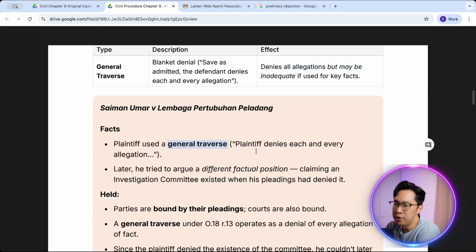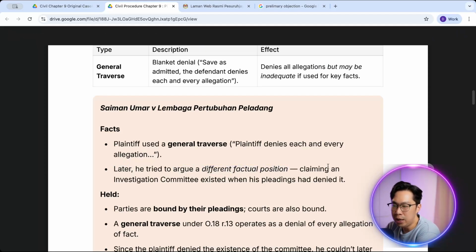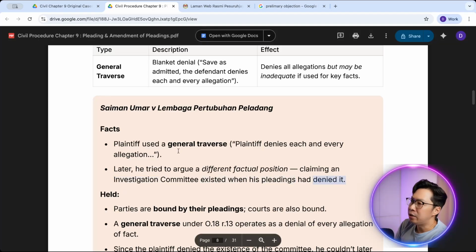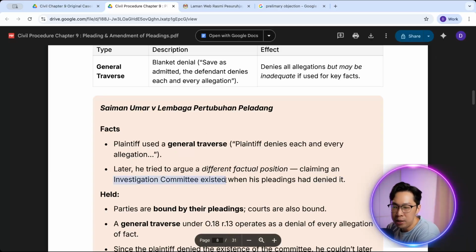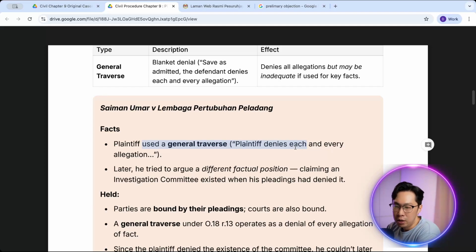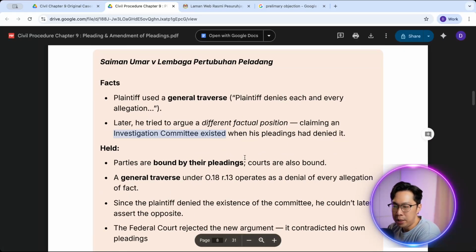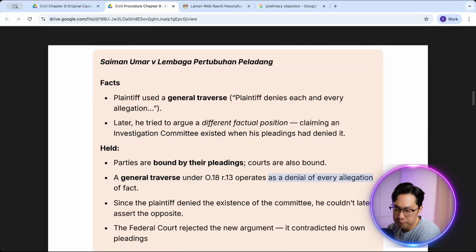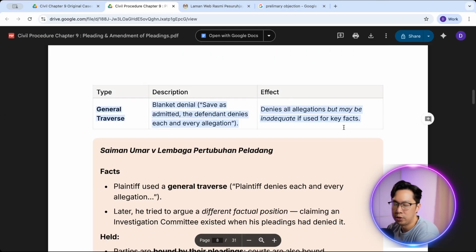Plaintiff used a general traverse, deny each and every allegation. Later, he tried to argue a different position, claiming an investigation committee existed when his pleading had denied it. So the plaintiff already made a general traverse and said, no, I deny. Later on, he found that he missed out. He actually wanted to say that this investigation committee existed, but he already made a general traverse. So if he said this existed, it would contradict. So parties are bound by the pleadings. A general traverse operates as a denial. Since the plaintiff denied existence, he couldn't later assert the opposite. Federal Court rejected. So a general traverse, as in like this, works.